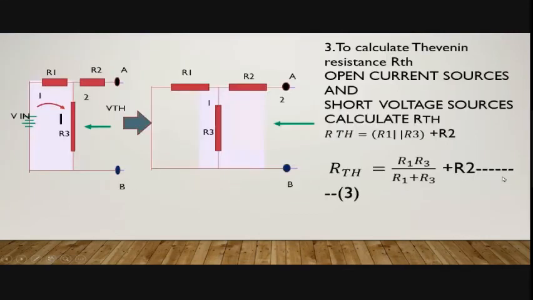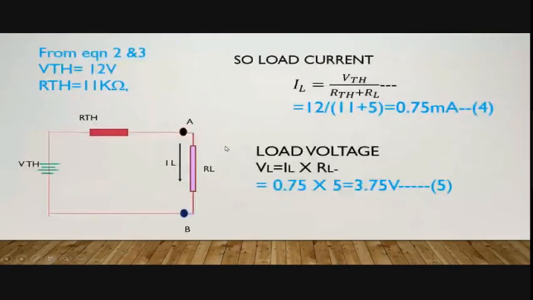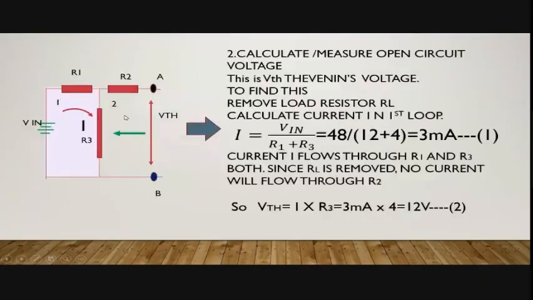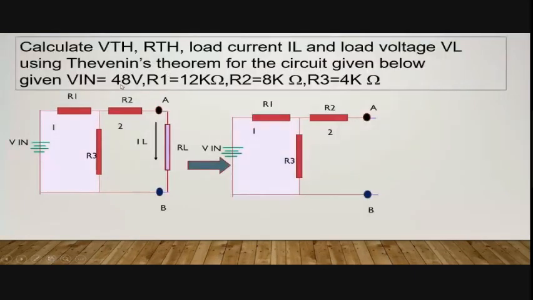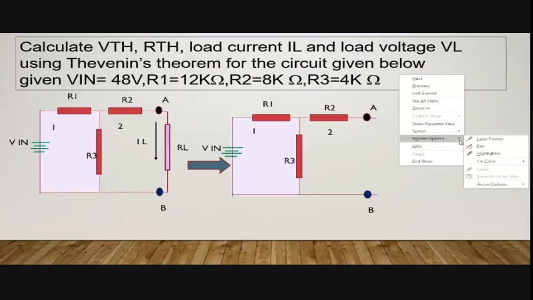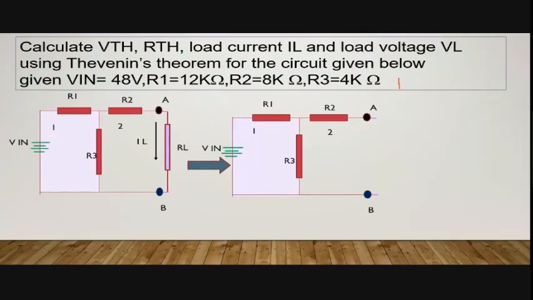Everywhere it is kilo only, so it's not going to be difficult. And then RL, I think we have not mentioned here. RL is 5 kilo ohms. So please note down this problem. V in is 48 volts, R1 is 12 kilo ohms, R2 is 8 kilo ohms, R3 is 4 kilo ohms, and RL is 5 kilo ohms. Please note down this one. RL is 5 kilo ohms.